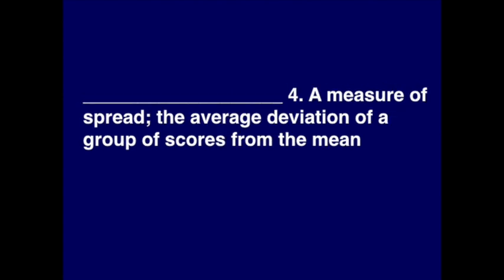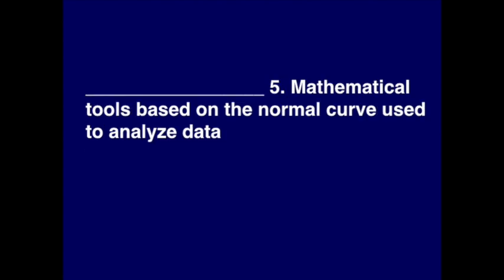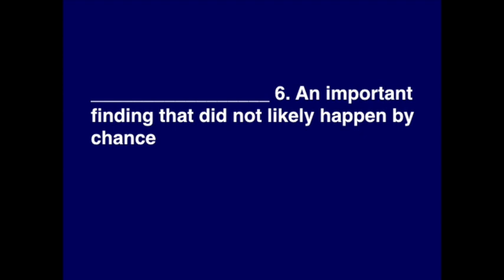Number 4. A measure of spread. The average deviation of a group of scores from the mean. That is number 4. Number 5. Mathematical tools based on the normal curve used to analyze data. That's number 5. Number 6. An important finding that did not likely happen by chance. That is number 6.